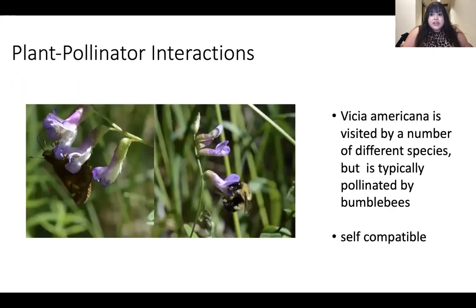As mentioned previously, animal pollinated plants aim to attract pollinators for reproduction. Vicia americana is visited by a number of different species, but is typically pollinated by bumblebees. They are self-compatible, meaning that they have the ability to self-fertilize.